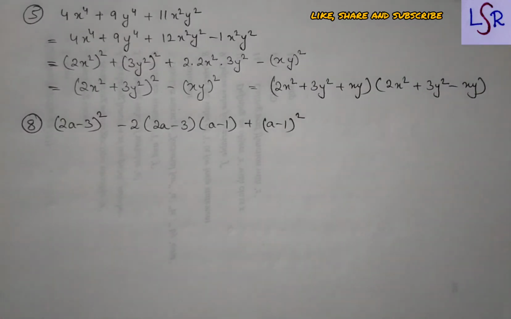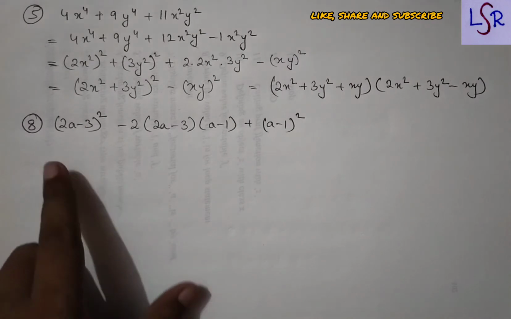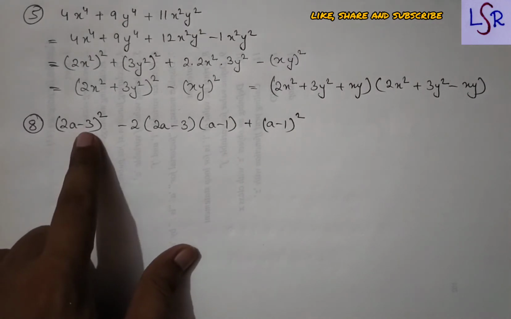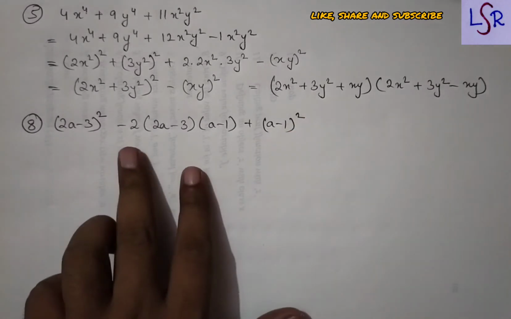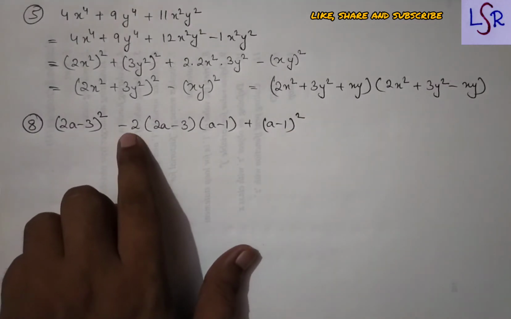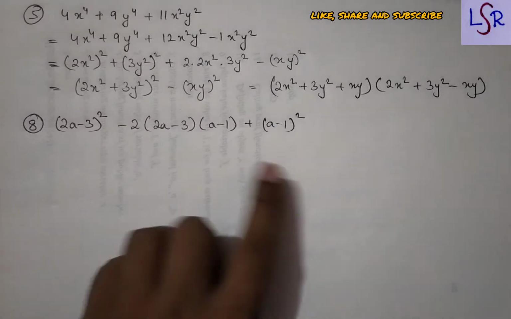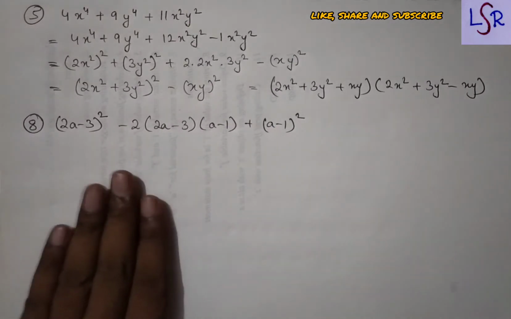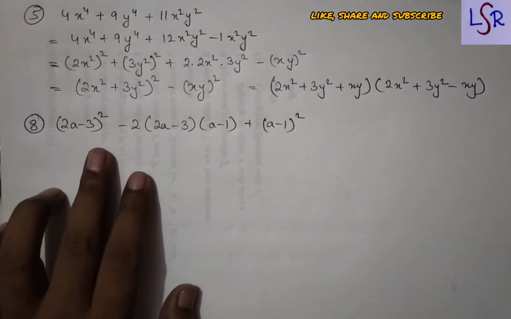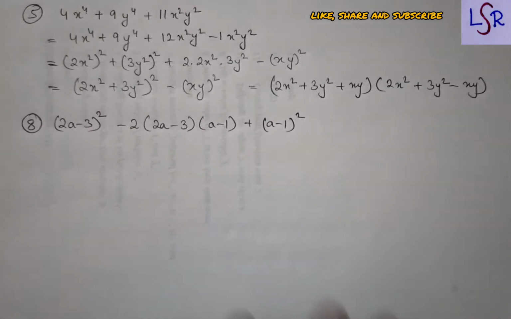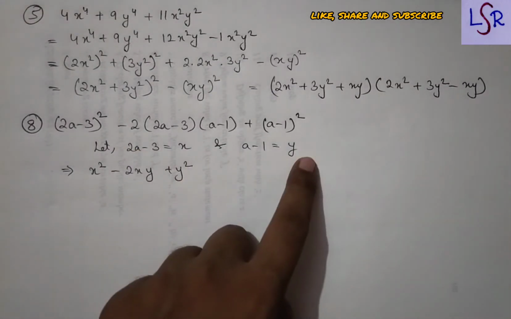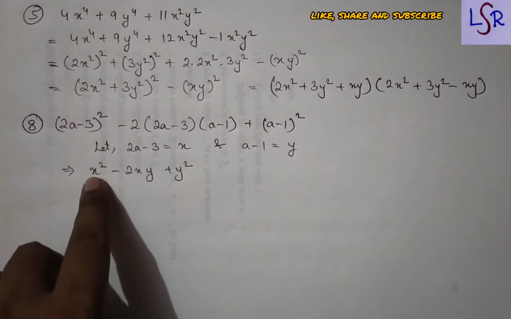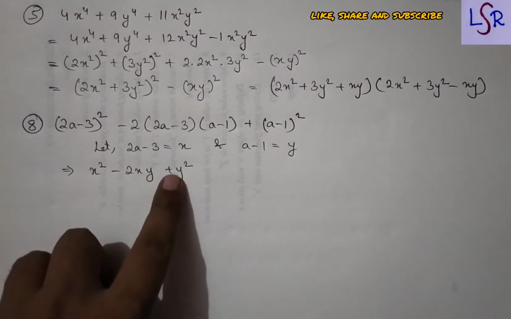Now in question number 8, we are having this expression in which 2a minus 3 to the whole square, and here a minus 1 to the whole square. Then here they have written minus 2 into this bracket and this bracket. So let's assume 2a minus 3 as x and this bracket as y. So here we have assumed this one as x and this one as y, and on replacing it we have got x square minus 2xy and plus y square.